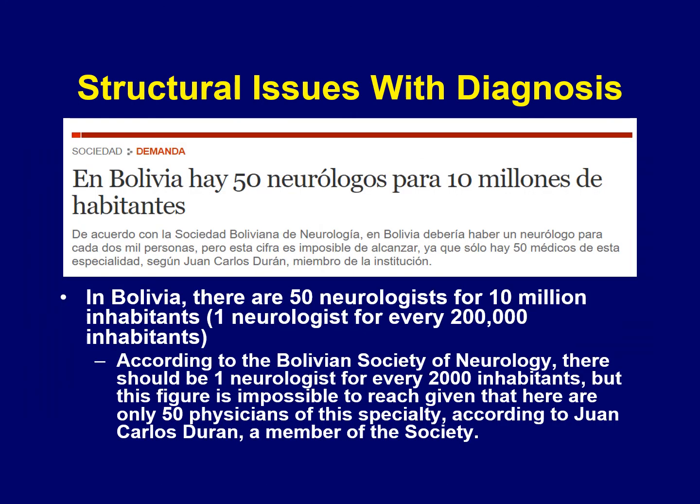Another issue, as I mentioned, is related to human resources, and this is a news headline from a paper in Bolivia. It says in Bolivia there are 50 neurologists for 10 million inhabitants. In other words, one neurologist for every 200,000 people. So a very, very low ratio. According to the Bolivian Society of Neurology, there really should be one neurologist for every 2,000 inhabitants. But this is really an impossibility here.